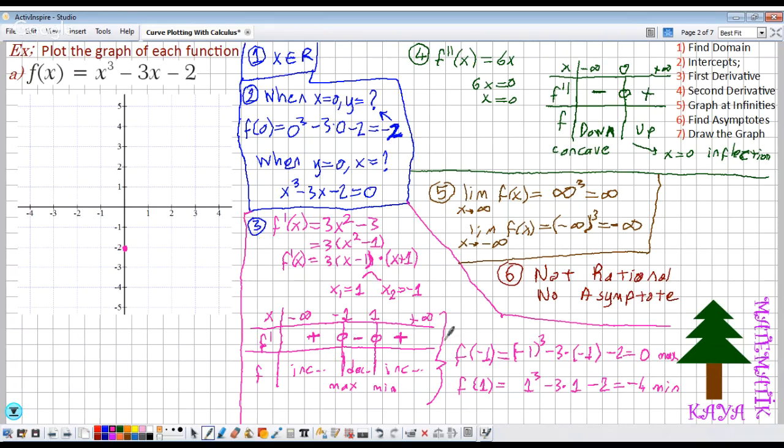In the third step, we found maximum and minimum points. X is minus 1, result is 0, it's a maximum point over there. The maximum point means that when you draw the graph, it will act like increasing then decreasing. So let's write over there maximum. Then when x is equal to 1, result minus 4, minimum point. Here we have 1 and minus 4. That means the graph will act like decreasing in here, then increasing. Minimum point.